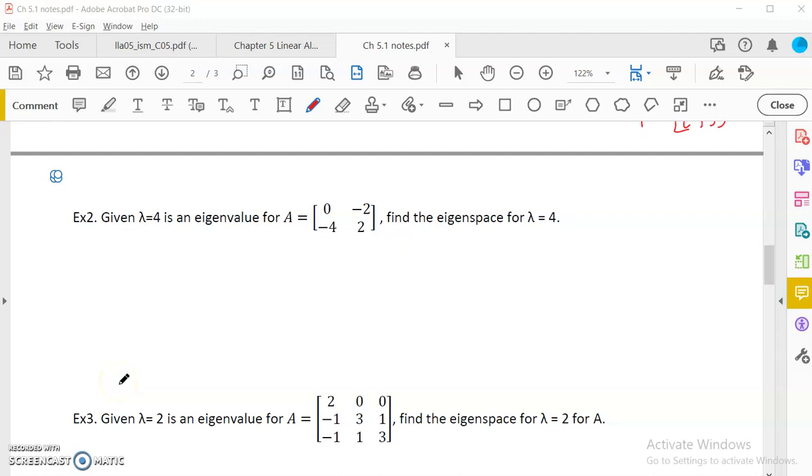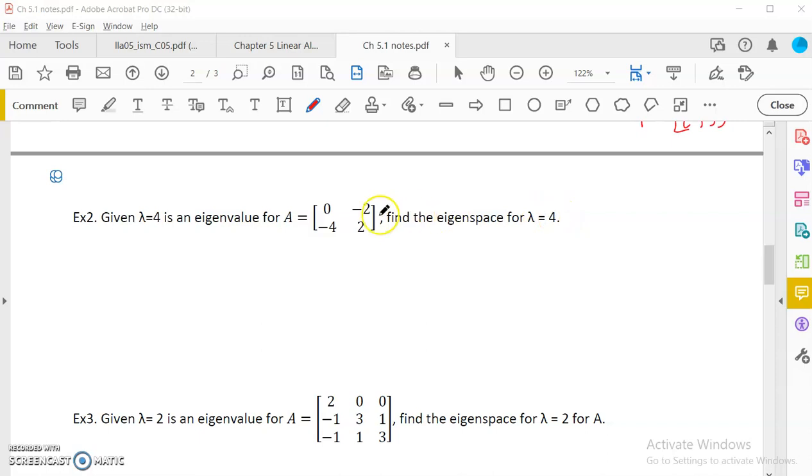Linear algebra student, this video is for chapter 5.1 part 2. We continue with finding eigenvectors for a given eigenvalue. I'm going to do another example for a 2 by 2 matrix and then an example for a 3 by 3 matrix. In this particular one, lambda is equal to 4.